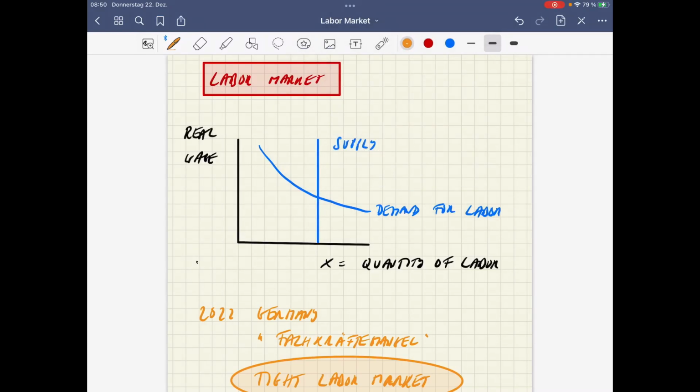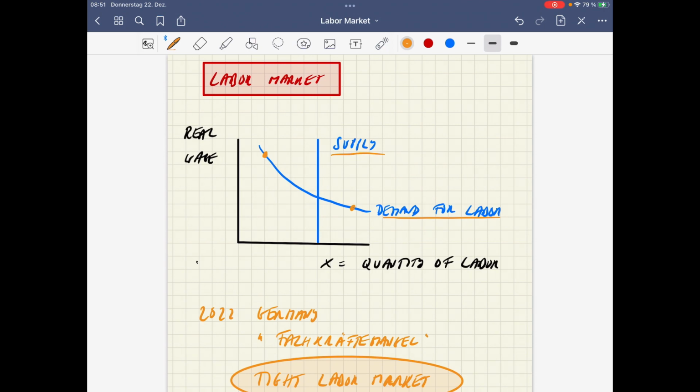What about the labor market in 2022? So the labor market has the real wage on the vertical axis and the quantity of labor on the horizontal axis. So we have a supply of labor, let's assume it's a vertical line, and the demand for labor by firms. And firms demand less labor if the price of labor, the real wage, is high, and demand more labor if the price of labor is low, so the real wage is low.